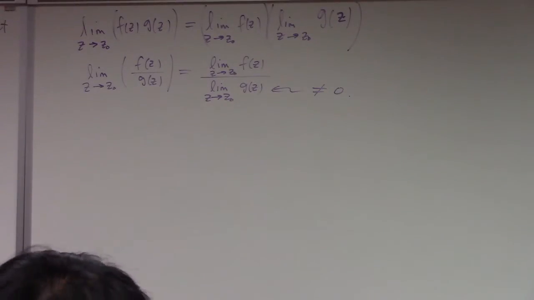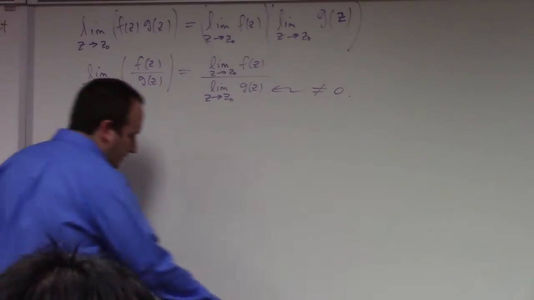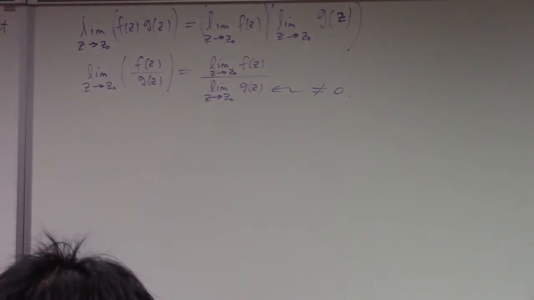So those are your limit laws, and you can prove those in essentially the same way that you did in Calculus 1, replacing absolute values with modulus. Now, of course, I can also do what? I can also pull a constant out. If that's a complex constant, I can pull it out, right?